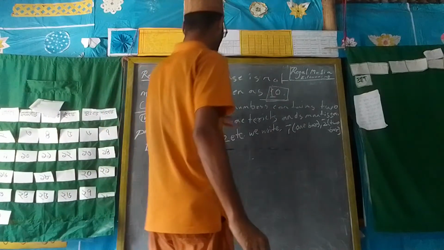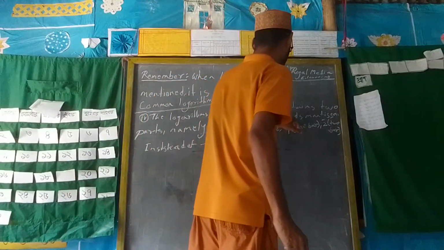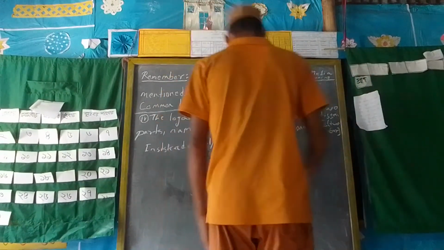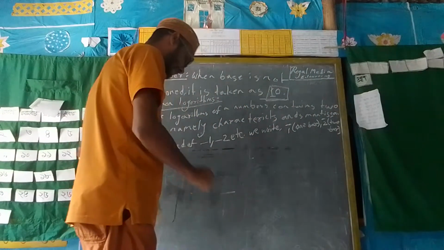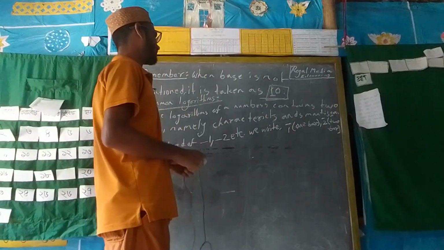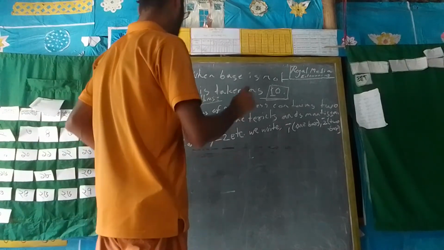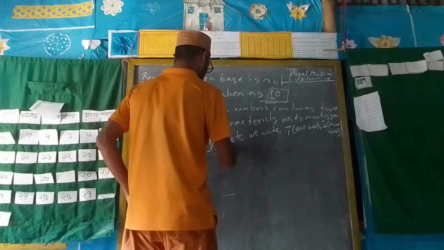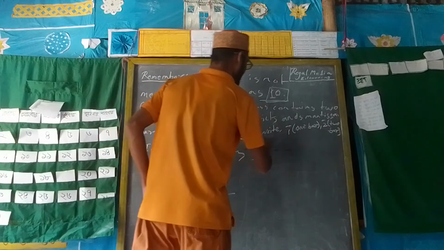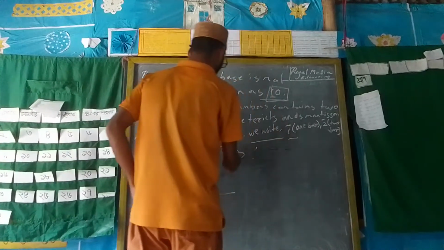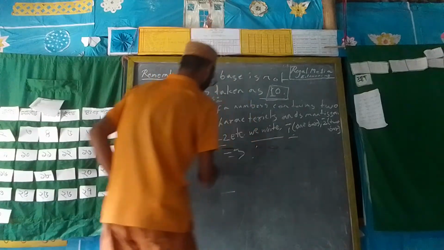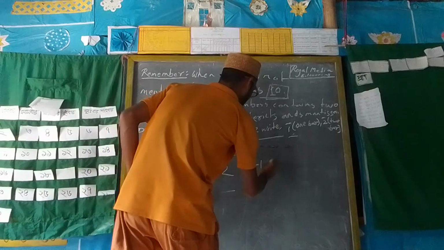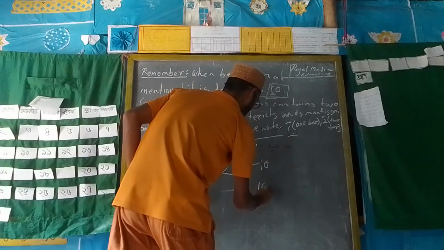The logarithm of a number consists of two main parts. First one is characteristics and second one is mantissa. Characteristics is the integral part of a logarithm. Instead of -1, -2, -3, we may write 1 bar, 2 bar, 3 bar. Again -10, we may write 10 bar.